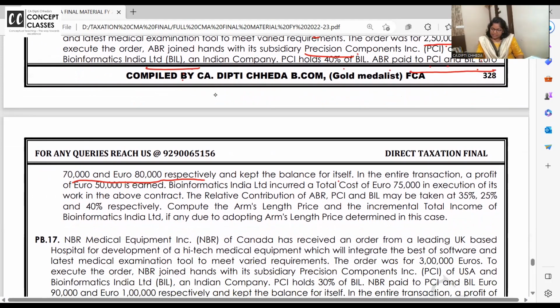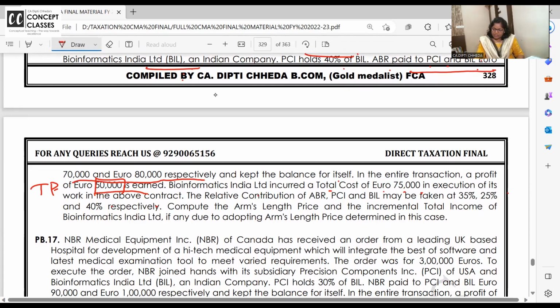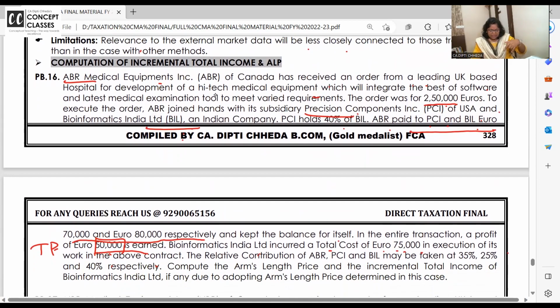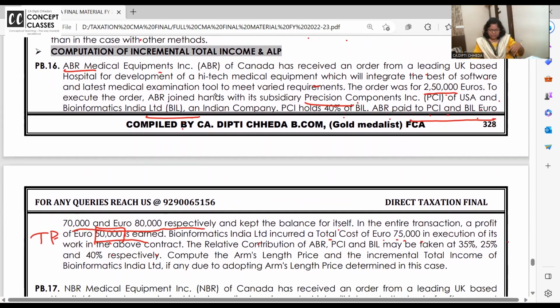The entire transaction, a profit of 50,000 euro is earned. This is the total profit, TPI call it. BIL incurred a cost of 75,000 in execution of its work. हाँ, BIL का कॉस्ट कितना था, 75. लेकिन टोटल प्रॉफिट में BIL का भी तो प्रॉफिट है ना. टोटल प्रॉफिट ABR got is 50,000 euros, but it is going to split it.